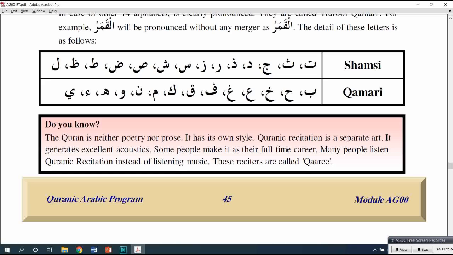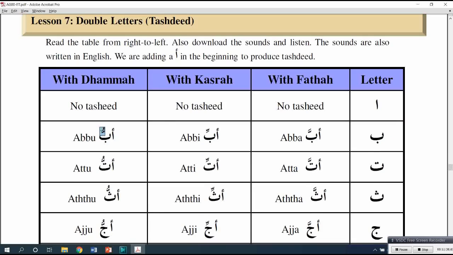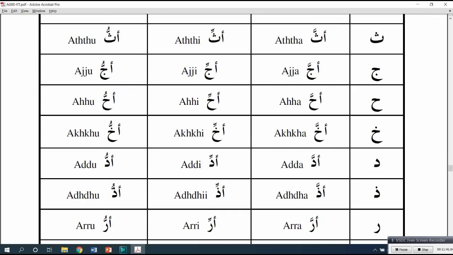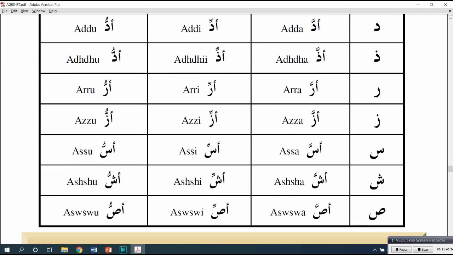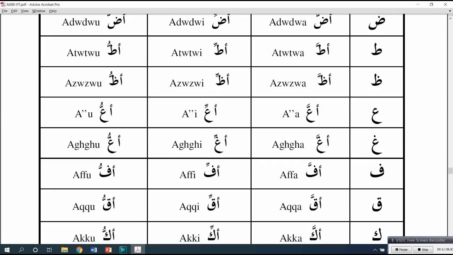Okay, so please do the practice by yourself. I give some examples. You can add by yourself: assa, assi, assu, asha, ashi, ashu, like this. So you have to do this practice and see if you can identify the difference. This will help you understand, so while you listen to the Quran, it will be clear for you.